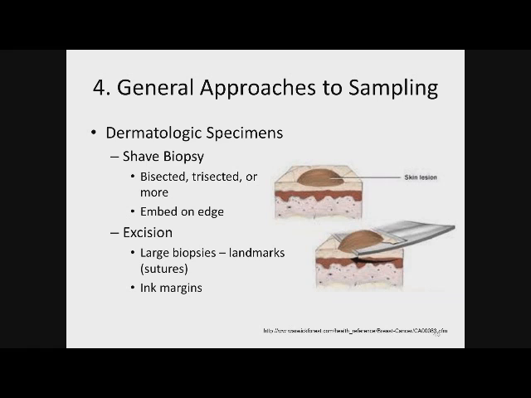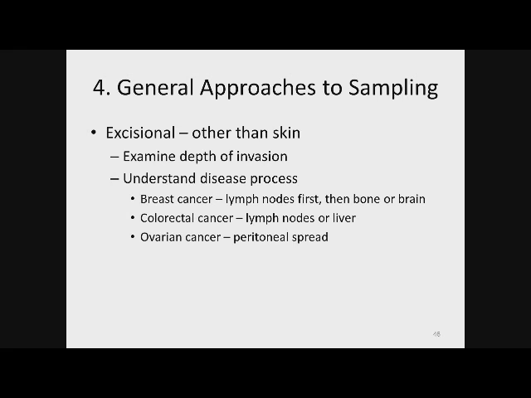For larger biopsies, we want to take a look at landmarks, place them in an anatomic position, ink the margins, and then submit them in smaller sections for processing and staining. For accessional specimens other than skin, we want to make sure we examine the depth of the invasion. So this is going to be more of a process whereby the pathologist assistant is examining the tissues and determining how many cassettes are going to be required to understand that disease process.